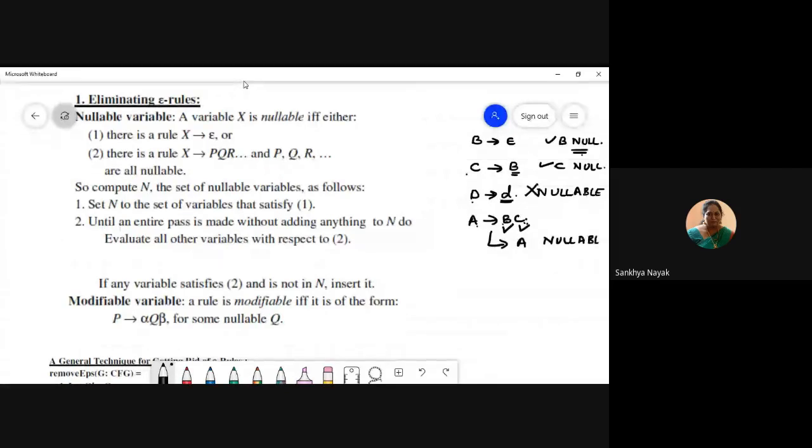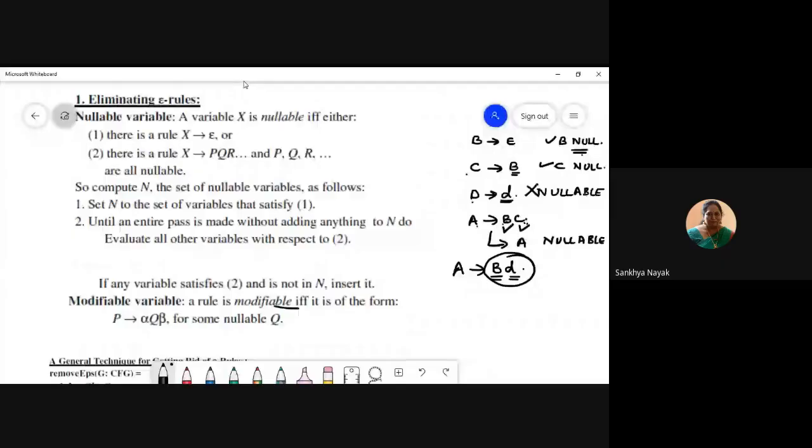Okay. Now what about A derives BD? In this only B is nullable, D is not nullable. So this whole thing cannot be changed. But of course, this has to be modified. Okay. Now modifying is here. What do we mean by modifying?